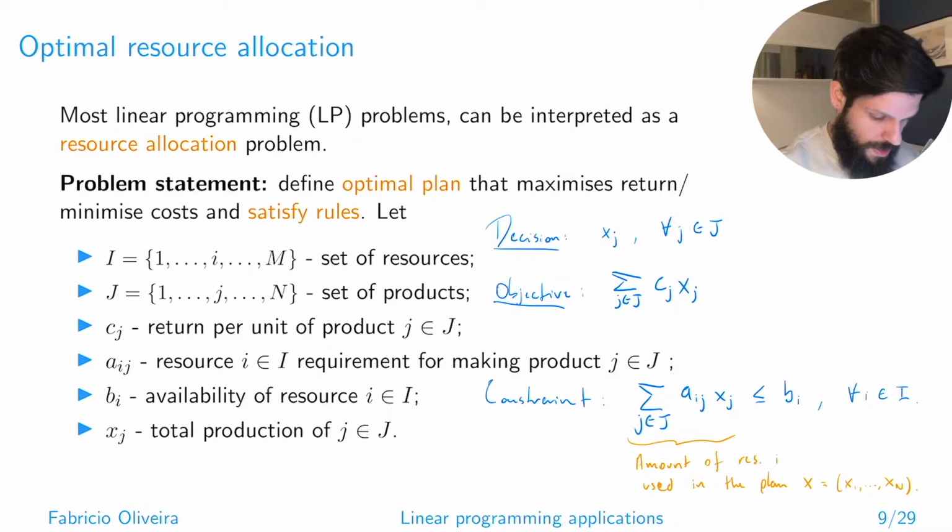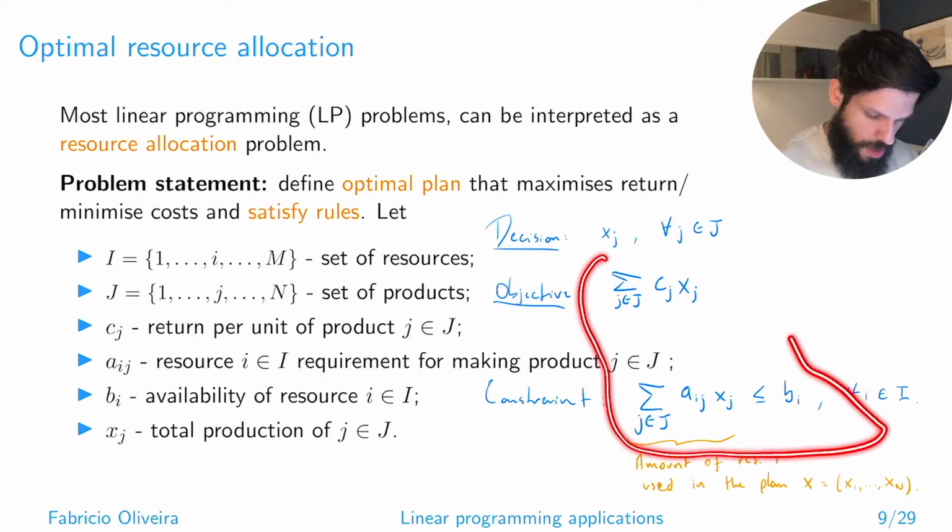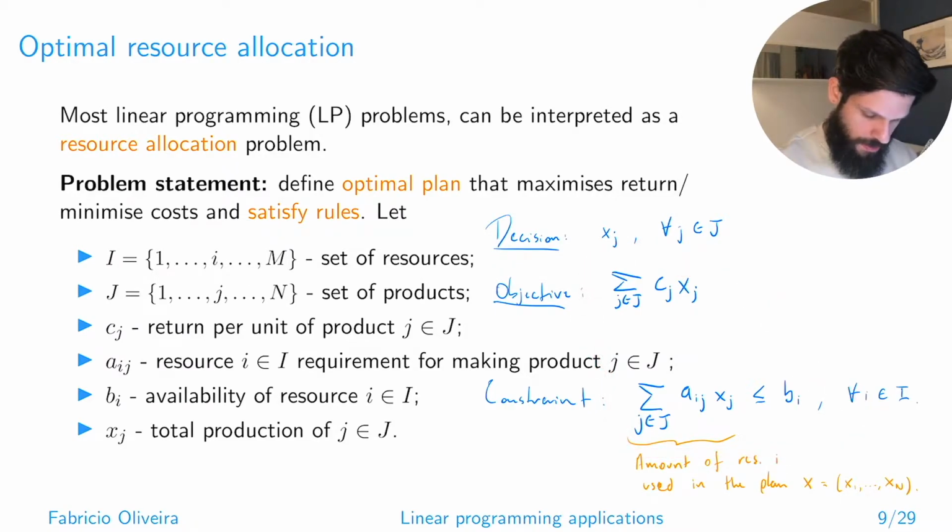So you can see here that with these elements, there is another constraint missing. The fact that I cannot make negative amounts of products, right? Very important.